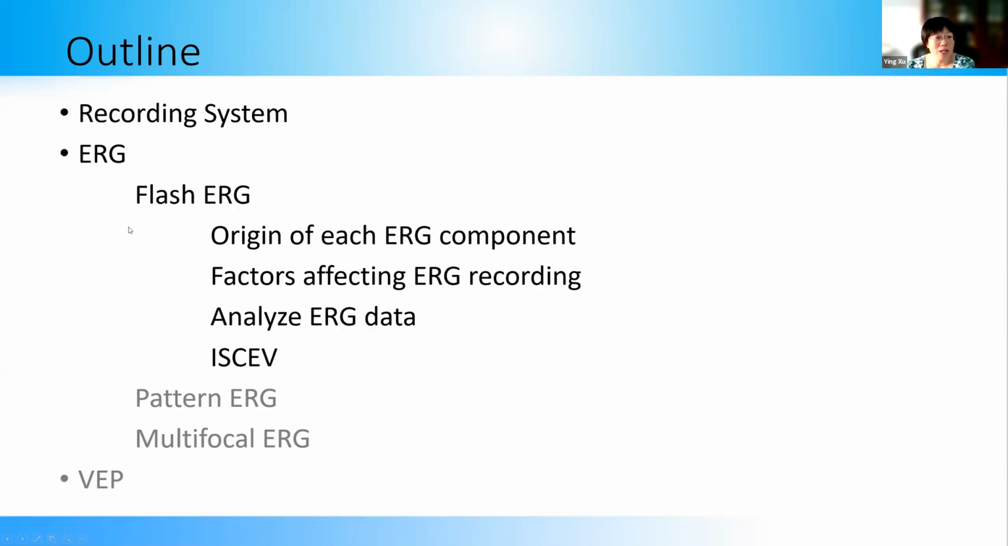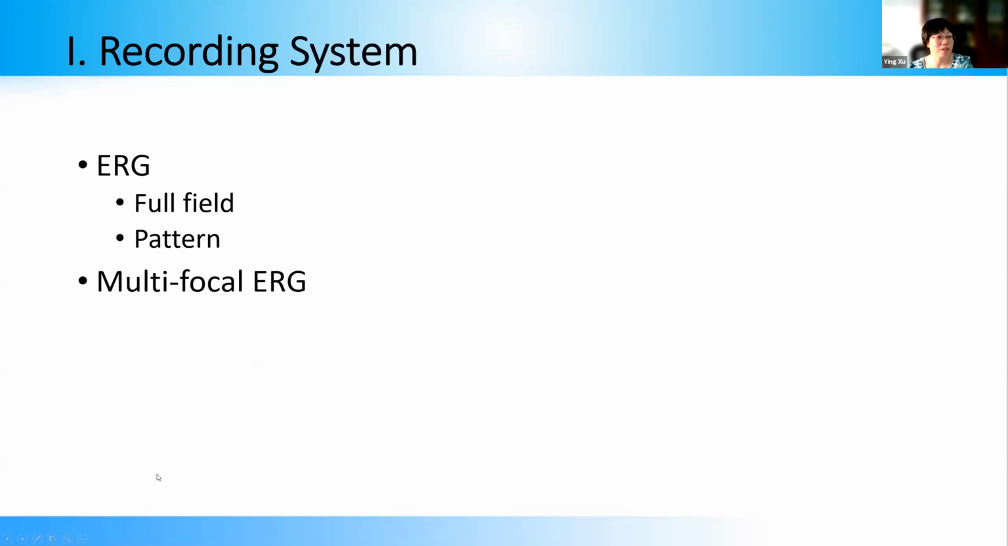So today's outline: first I'm going to introduce a little bit about the recording system, and then spend major time explaining the origin and factors affecting the flash ERG recording. And there are also some principles behind the pattern ERG and multifocal ERG, as well as VEP, which I'm going to cover in the future seminar. So first, the recording system.